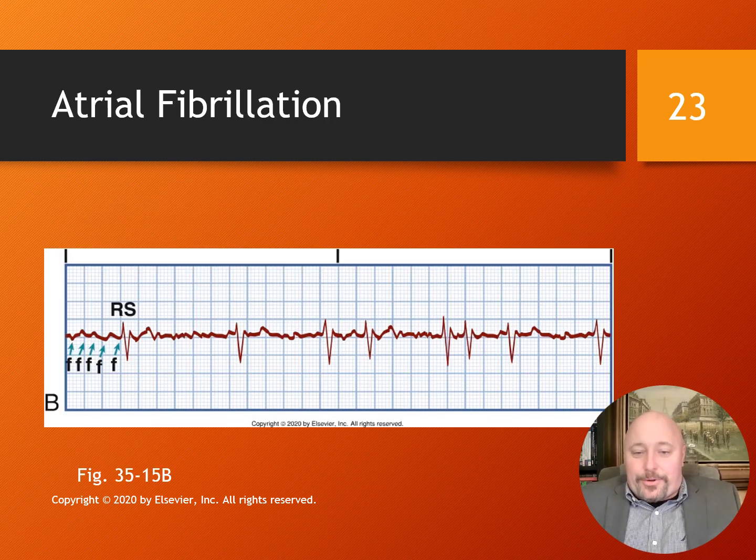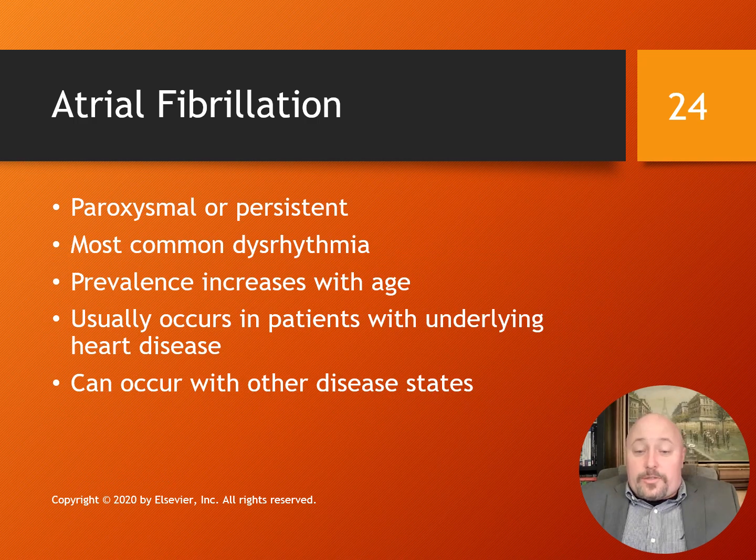Next would be atrial fibrillation. In this case, the atria just are not contracting, they're just sort of quivering on top, while the ventricles continue to contract as normal, which is why it manifests as those squiggly lines in between our QRS complexes. It is possibly the most common dysrhythmia, and the prevalence increases with age. Usually occurs in patients with underlying heart disease, though can occur with other disease states.